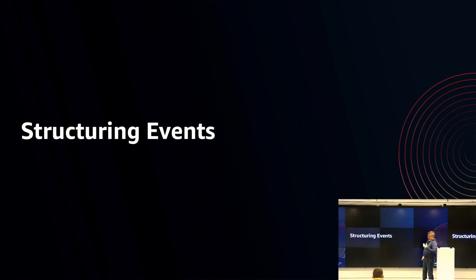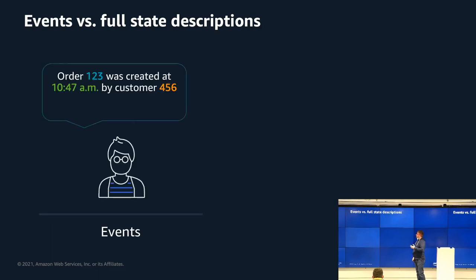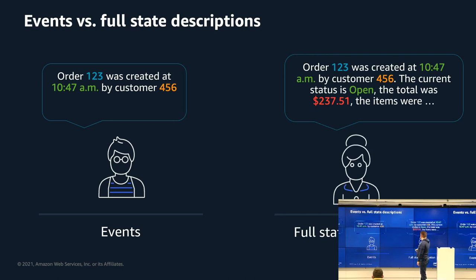Now, a little bit about the events themselves, and how they are structured. First of all, when you're thinking about what an event will look like, you have two choices in general, right? You can have a very short event, which will contain very basic information about what happened. For example, an order was created, and it is tagged by customer number. Another approach could be to put in a full state description. In addition to this basic information, you will provide the status of this order, the total, maybe even list the items, and so on and so forth.